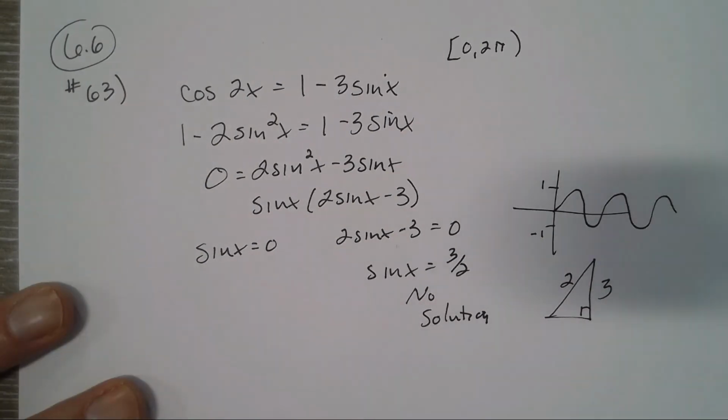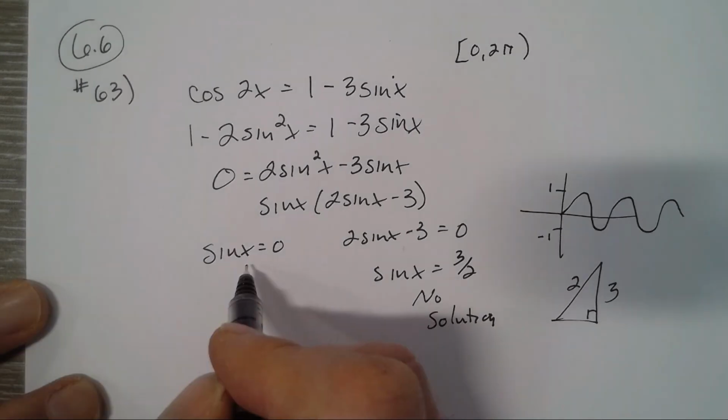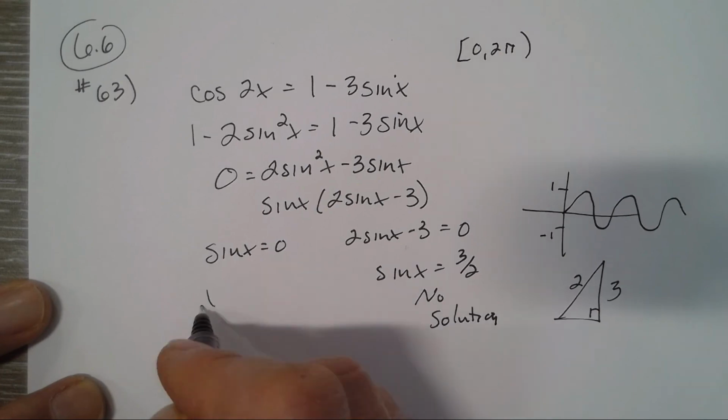So now we're just at sine x equals 0. Sine is on the unit circle at 0. X equals 0, and pi because it's the y value.